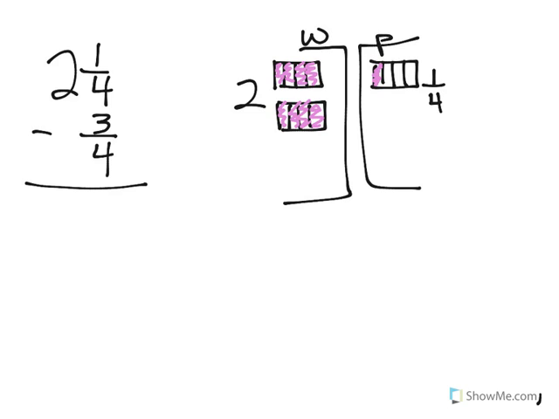But wait a minute, I can't do that. Why can't I do that? I can't do it because there isn't 3/4 over there. So what I can do is borrow from this whole. I'm going to take this whole and get rid of it because I'm going to move it over here to the parts.